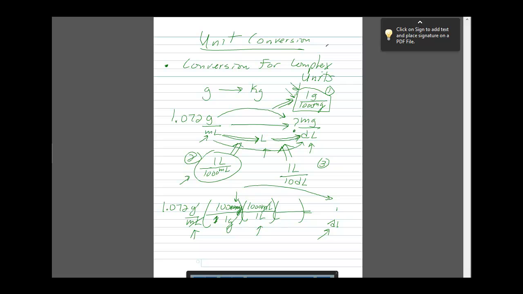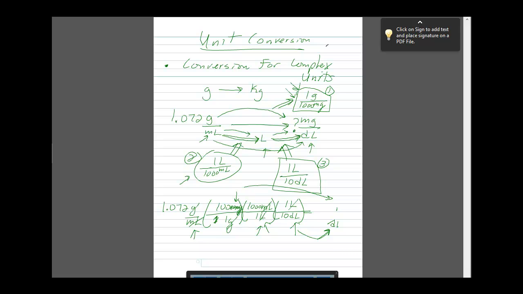But again, I need to get to the unit of deciliters. So now I've done this first step. Now I need to do the second step. I have this relationship right here. To do that, I want this unit of liters to cancel. So I'm going to have to use the 1 liter up on top, and 10 deciliters go on the bottom. Notice this cancels. It leaves me with the unit of deciliters on the bottom, which is good. It's exactly where I need it to be.